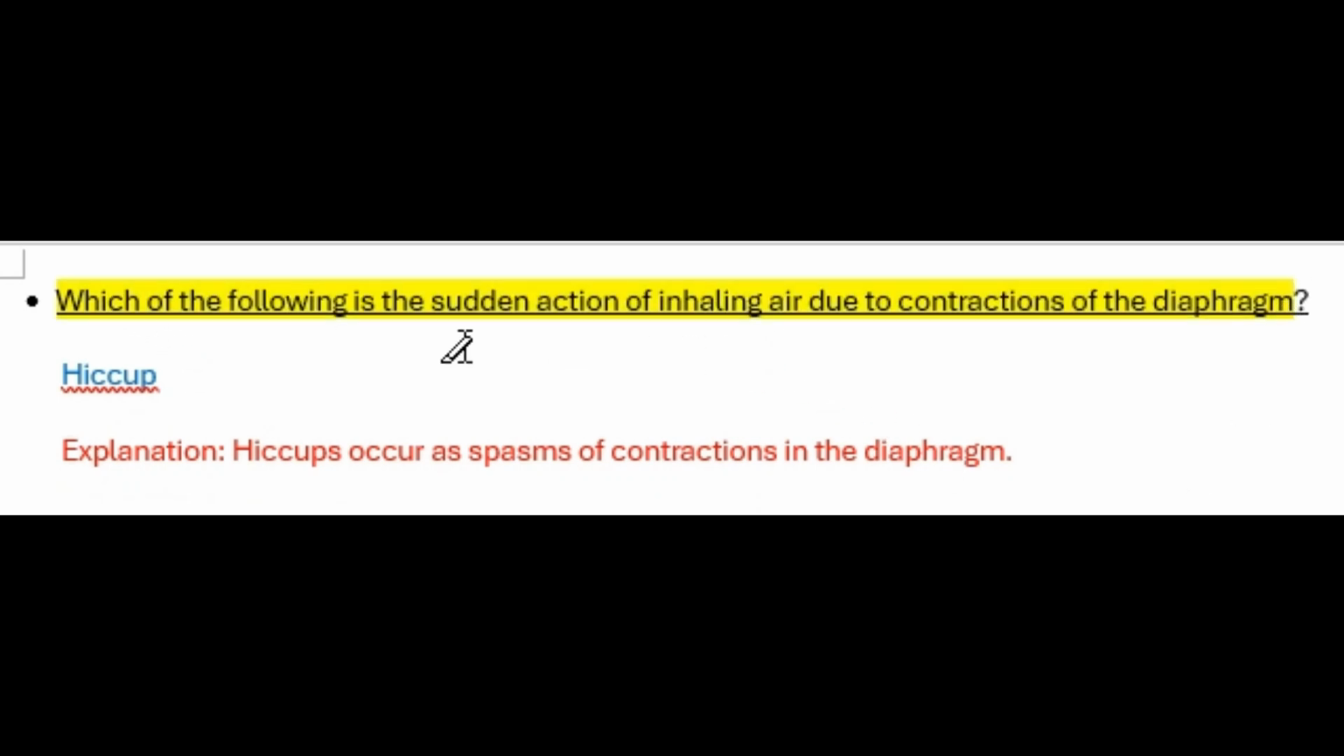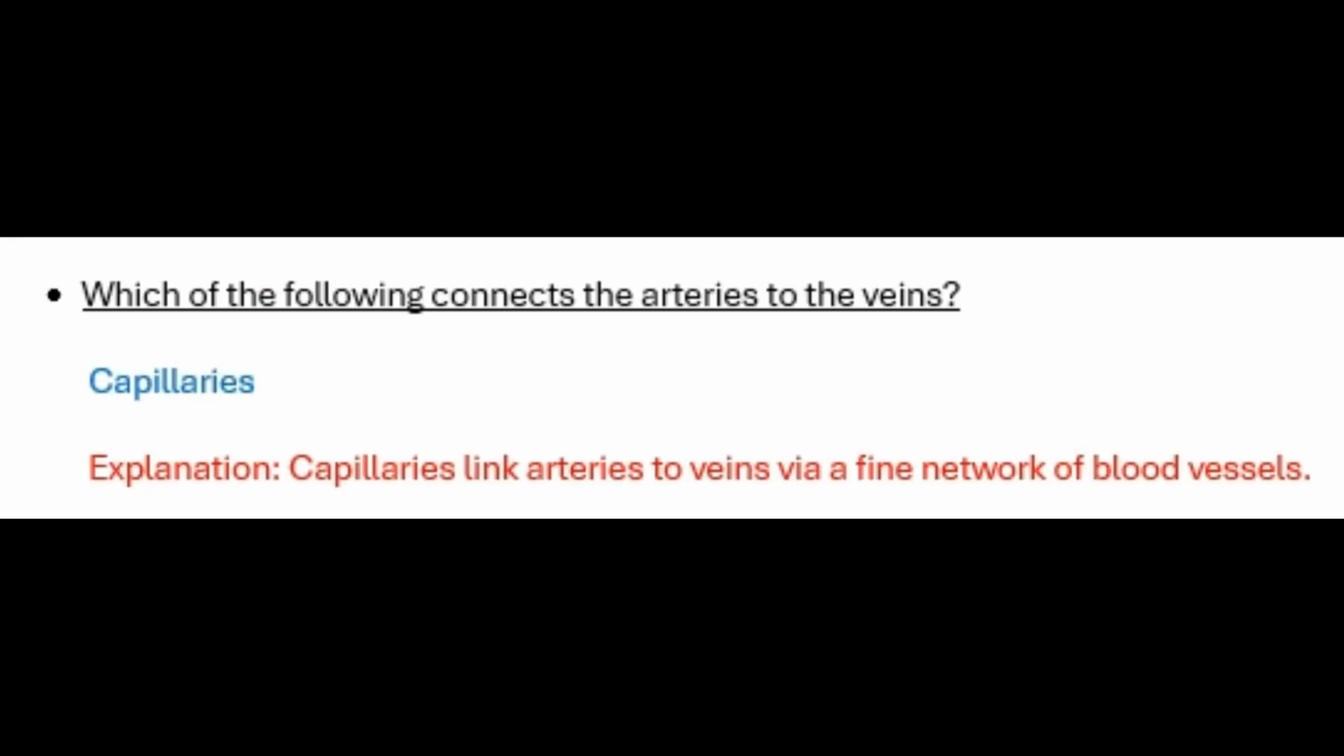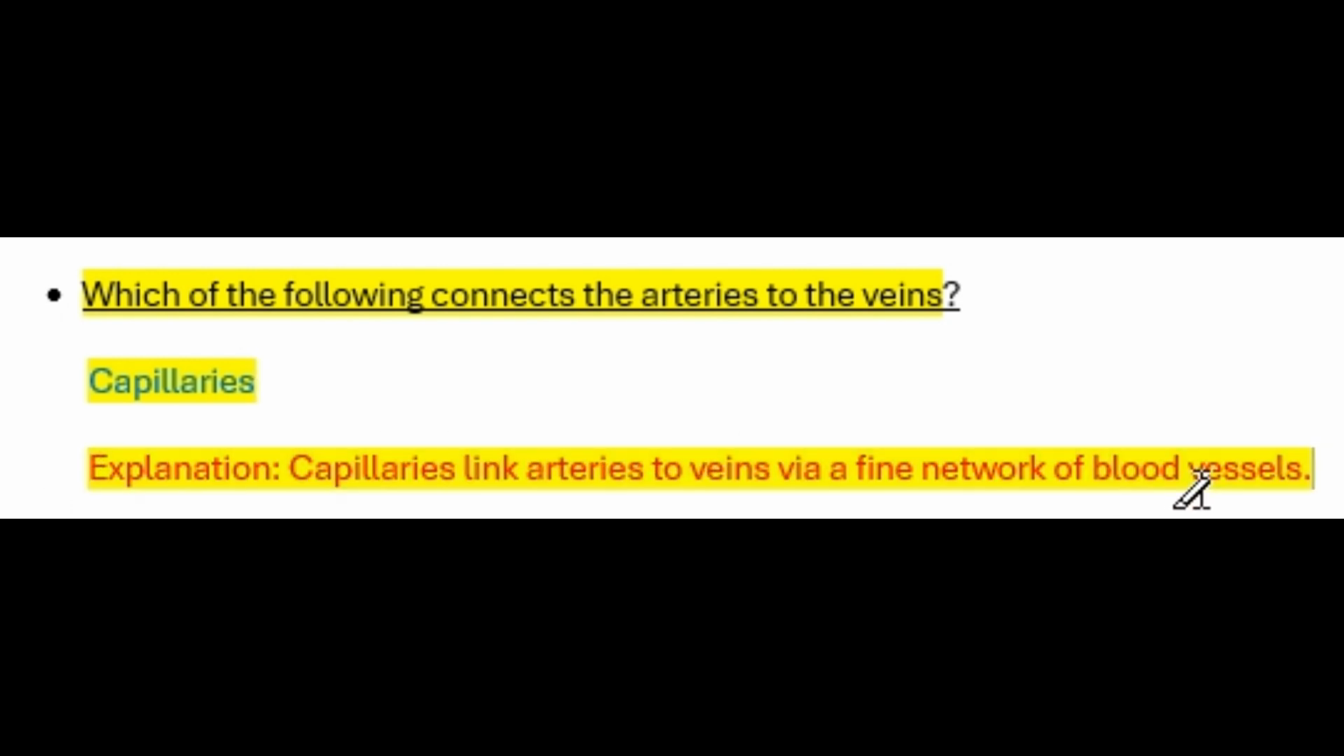Which of the following is the sudden action of inhaling air due to contractions of the diaphragm? Hiccup. Explanation: hiccups occur as spasms of contractions in the diaphragm. Which of the following connects the arteries to the veins? Capillaries. Explanation: capillaries link arteries to veins via a fine network of blood vessels.